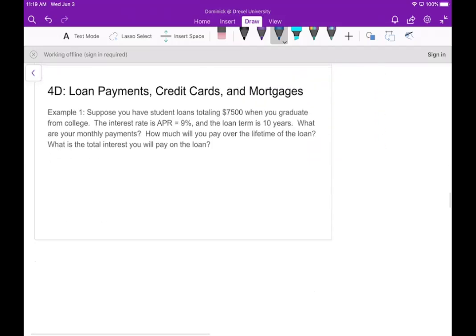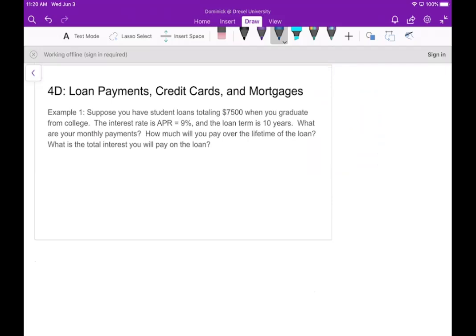So suppose you have student loans totaling $7,500 when you graduate from college, and the interest rate is 9% APR, and the loan term is 10 years. Now, what are your monthly payments? How much will you pay over the lifetime of the loan, and what is the total interest you will pay on the loan? All right, so let's look at this.